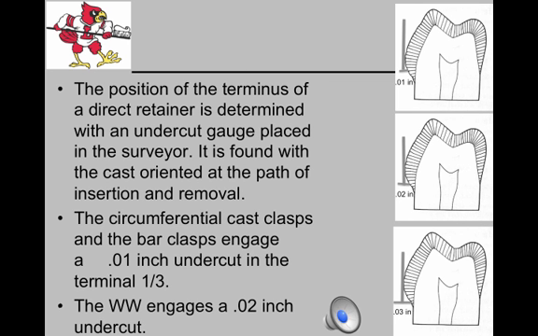The undercut gauge is placed against the tooth in the surveyor, and the point at which both the horizontal and the vertical rod touch the tooth is the point of 0.01 undercut or 0.02 undercut or 0.03 undercut. These are shown in the illustrations to the right.